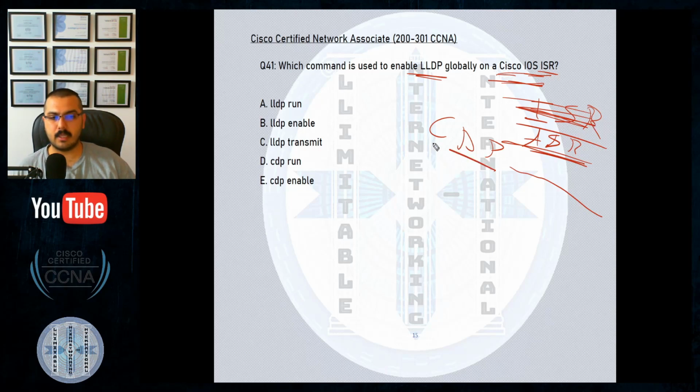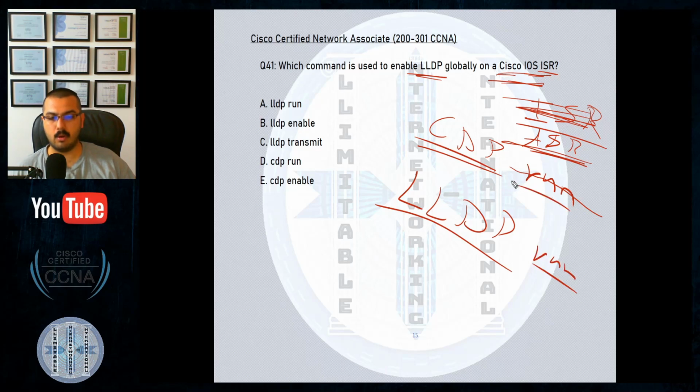Okay, so CDP is enabled by default, LLDP is disabled by default. To enable LLDP or CDP, you type the protocol and then run: CDP run or LLDP run, one of them. So LLDP run will enable LLDP. CDP, if it was manually disabled, then you'll have to type CDP run to enable it. Those are for CDP, but the question is for LLDP.